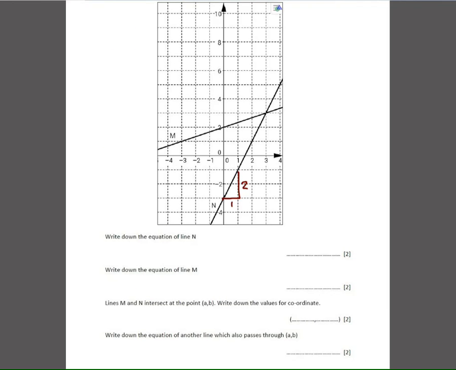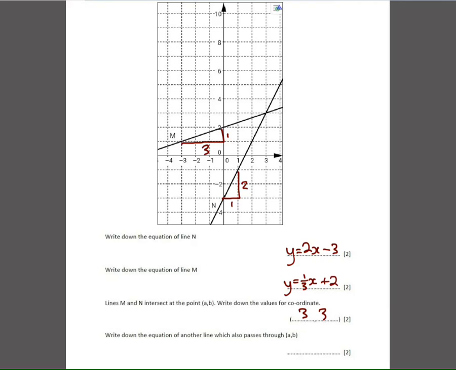Okay, so we've got this diagram, we've got two lines. The first line is line n. On the line there, I've drawn the gradient. The rise divided by the run is 2 divided by 1, so the gradient is 2. So we have y equals 2x, and because it goes through the point minus 3, it's y equals 2x minus 3. Y equals mx plus c. M is the gradient, c is the y-intercept. The line m has a gradient of, well, the rise is 1, the run is 3, so the gradient's a third. So we have y equals a third x, and it goes through 2, so it's a third x plus 2. No one would have got this wrong, I hope, so the point where they intersect is the point 3,3.